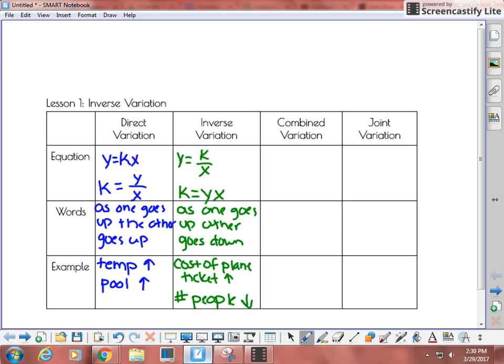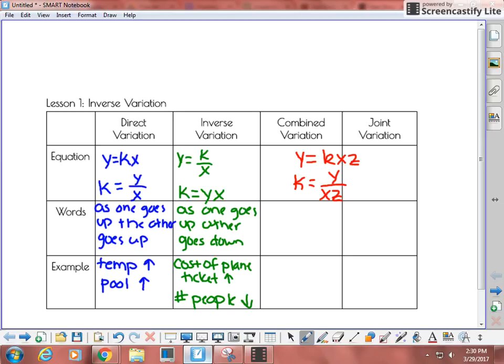Combined variation and joint variation are pretty much the same thing. So we can kind of put that all as one. So y equals k times x times z. If I want to get the constant by itself here, the k value is going to equal y divided by x times z. So in terms of words, it's really just something that's based off of each other, so it's all multiplied together.